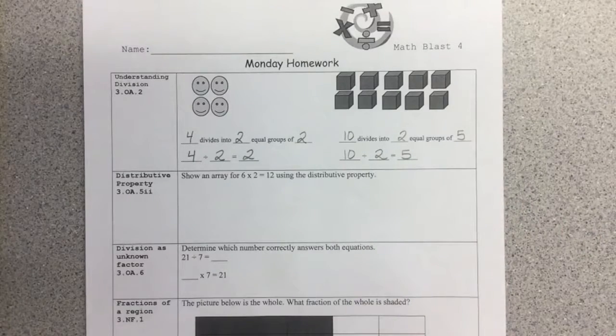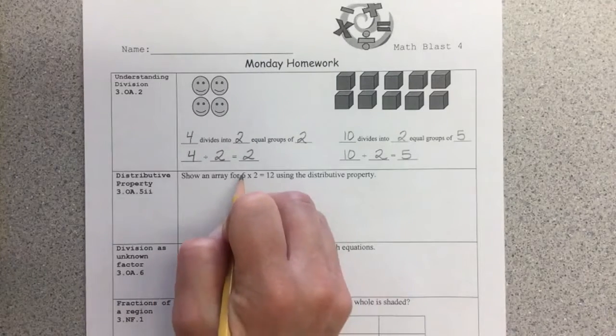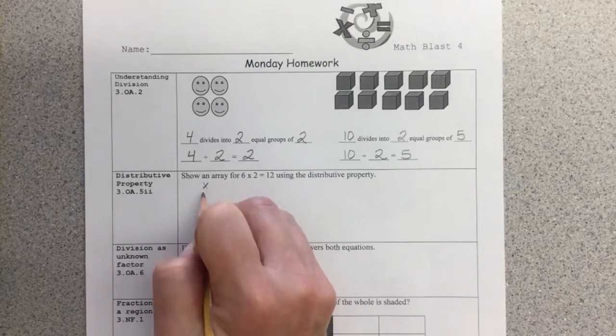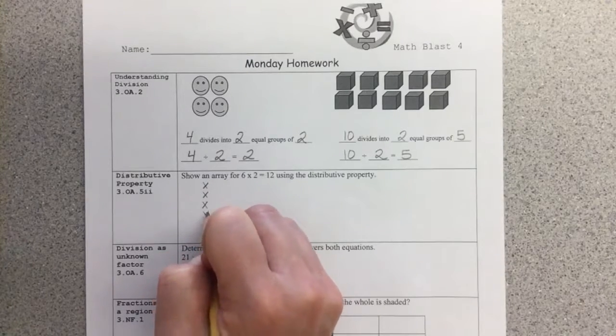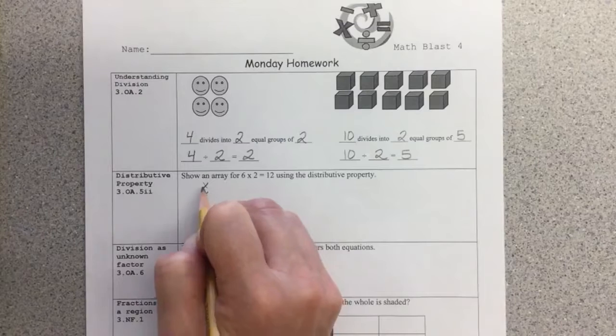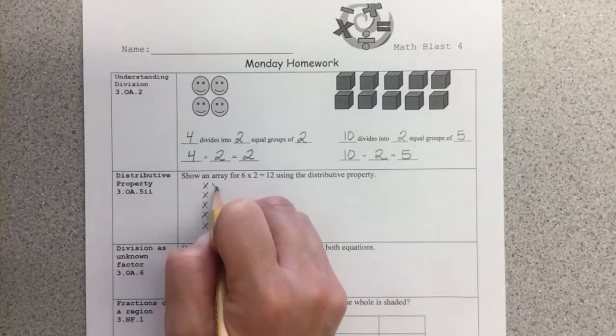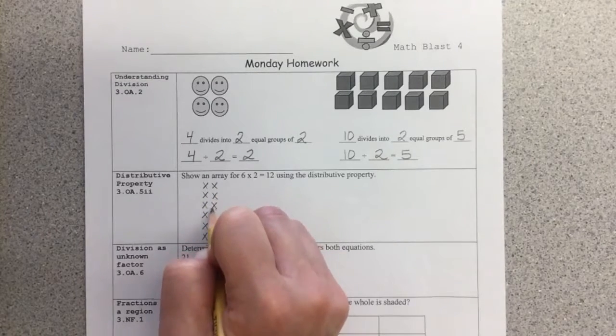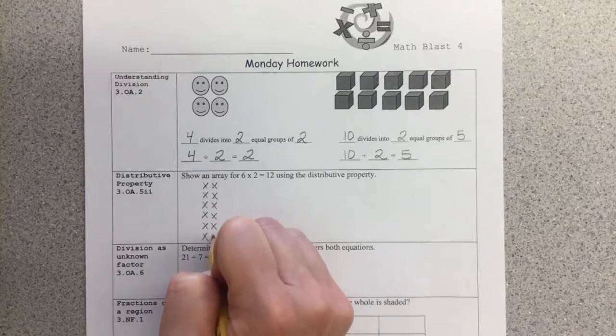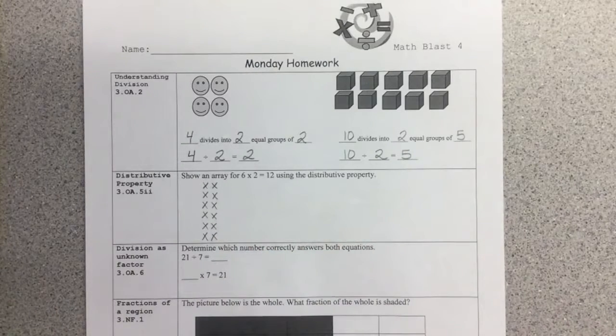Distributive property. Show an array for 6 times 2 equals 12 using the distributive property. Here, I see that 6 times 2 means 6 groups of 2. So each of these rows will be a group. There are 6 rows, and there will be 2 x's in each row. There is the array for 6 times 2 equals 12.